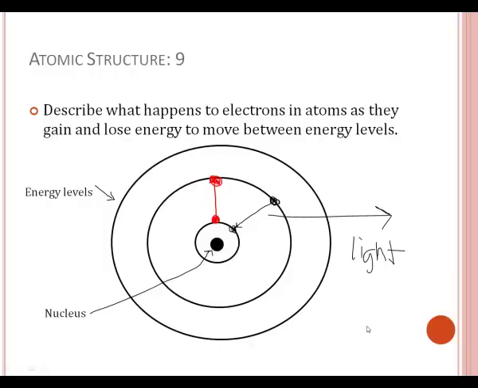And the color of the light depends on exactly how far down it fell. So the greater the distance the electrons travel, the more energy is released. The different colors of light result from that different amount of energy. So whenever they gain energy, they go up in energy level. Whenever they lose energy, they go down in energy level and emit that energy as light.